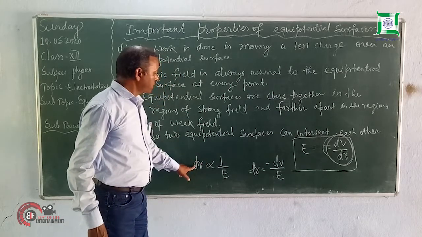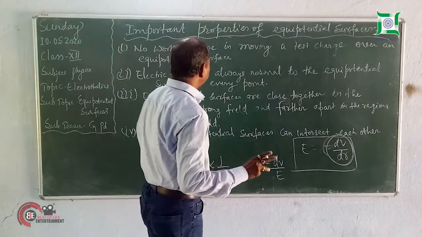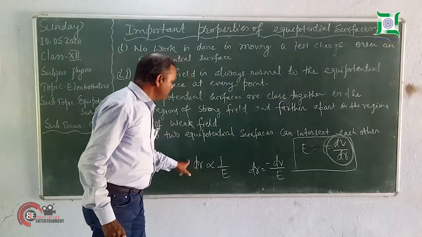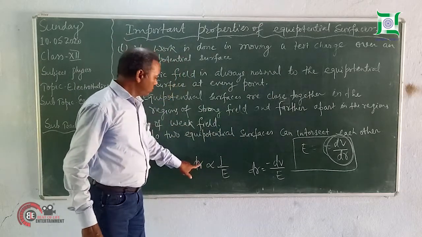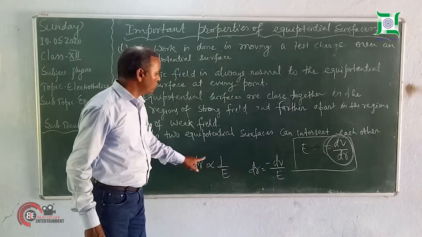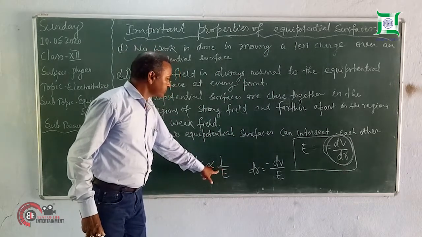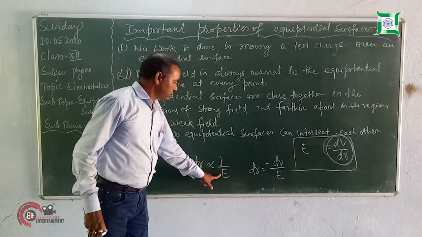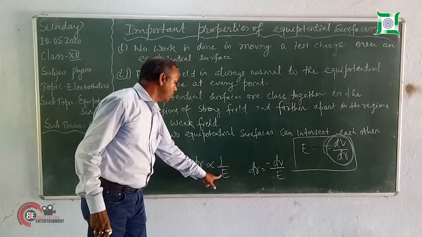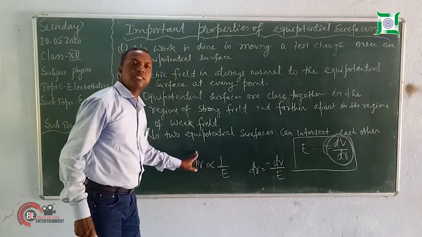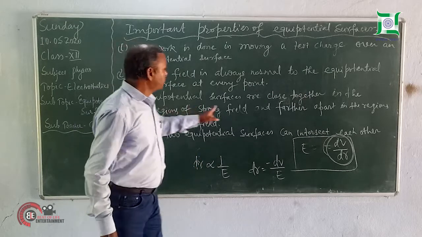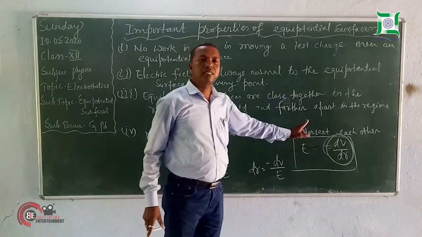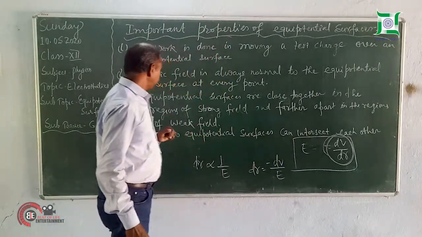It means the equipotential surfaces will be close to, नजदीक होगा, कम दूरी में होगा. And wherever value of electric field will be weak, जहां पे विद्युत क्षेत्र का मान कम होगा वहां पे ये डिस्टेंस डिस्प्लेसमेंट बढ़ जाएगा. So this is, equipotential surfaces are close together in the regions of a strong field and further apart in the regions of weak field.